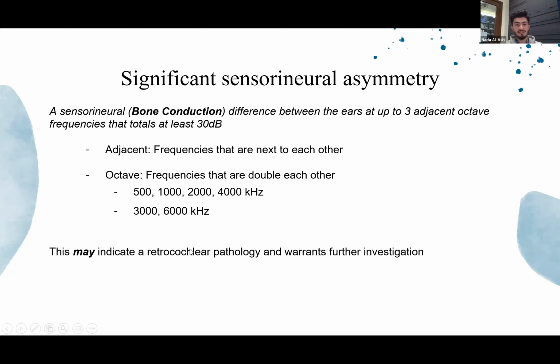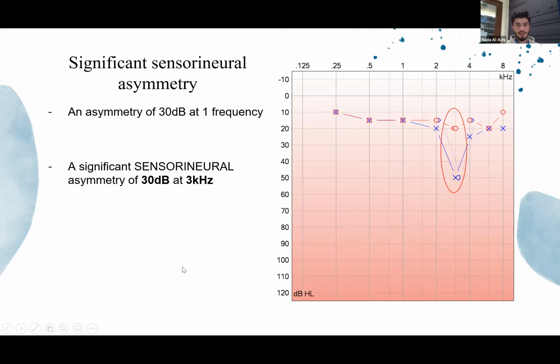A significant sensorineural asymmetry can come in different shapes and sizes and can look like anything. So in the next few slides, I'm going to go through a few examples of what it may look like on the audiogram. We can have an asymmetry of 30 dB at just one frequency. In the example here, we have a bone conduction difference or a sensorineural asymmetry of 30 dB at 3 kilohertz.